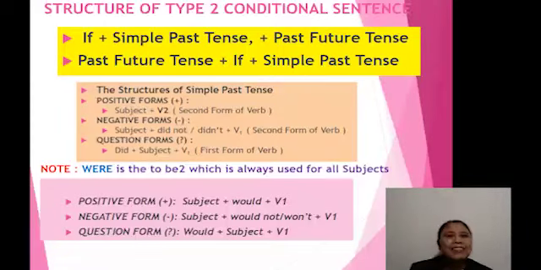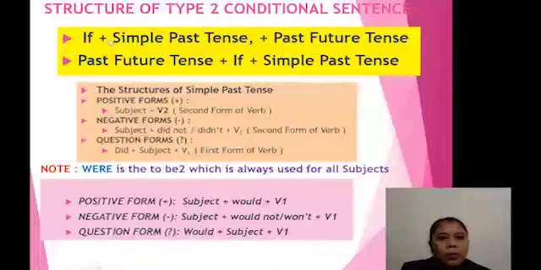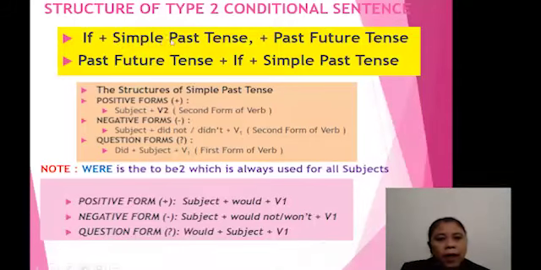Let's see the structure of type 2 conditional sentence. If we have already talked about type 1 conditional sentence, the structure or the formula just changes into past. If, simple past tense, and then past future tense. Or if the main clause is in front: past future tense plus if clause, if plus simple past tense.